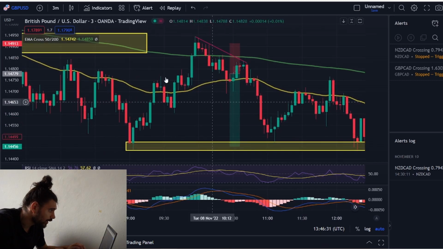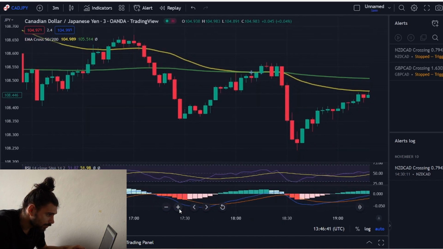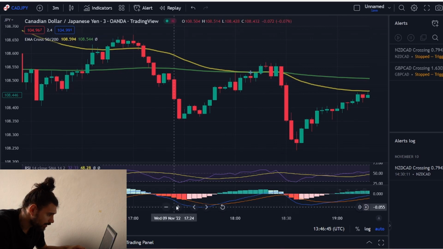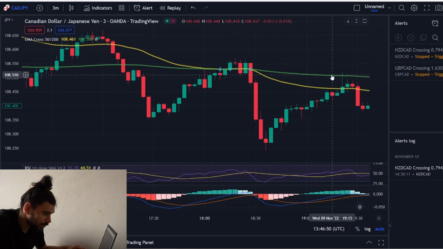Now another example right here. So here in front of me is the CAD Japanese yen again. The market here broke below the 200 EMA. Here is my cross right here. So I'm looking here for a retest. So I'm letting the market run. Here my first retest right here at this wick. Here is my cross at this candlestick.